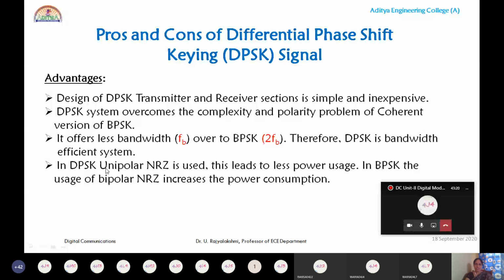And the last advantage, which we already discussed many times: in DPSK, unipolar NRZ is used, because the differential encoder generates a unipolar NRZ format. This unipolar NRZ reduces the power consumption. But in the case of binary PSK, we make use of bipolar NRZ, so it increases the power consumption. Okay, these are the advantages of the differential phase shift keying technique.